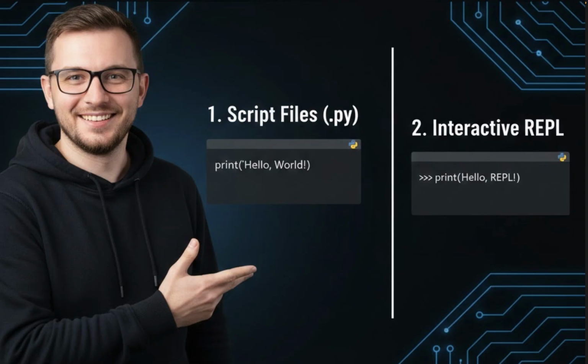In this video, we are going to write our first Python program and learn how to run Python code in two different ways. First, as a script file, and another way is the interactive Python REPL method. This is an important step because it helps you confirm that your Python setup works and gives you an interactive way to try ideas quickly.